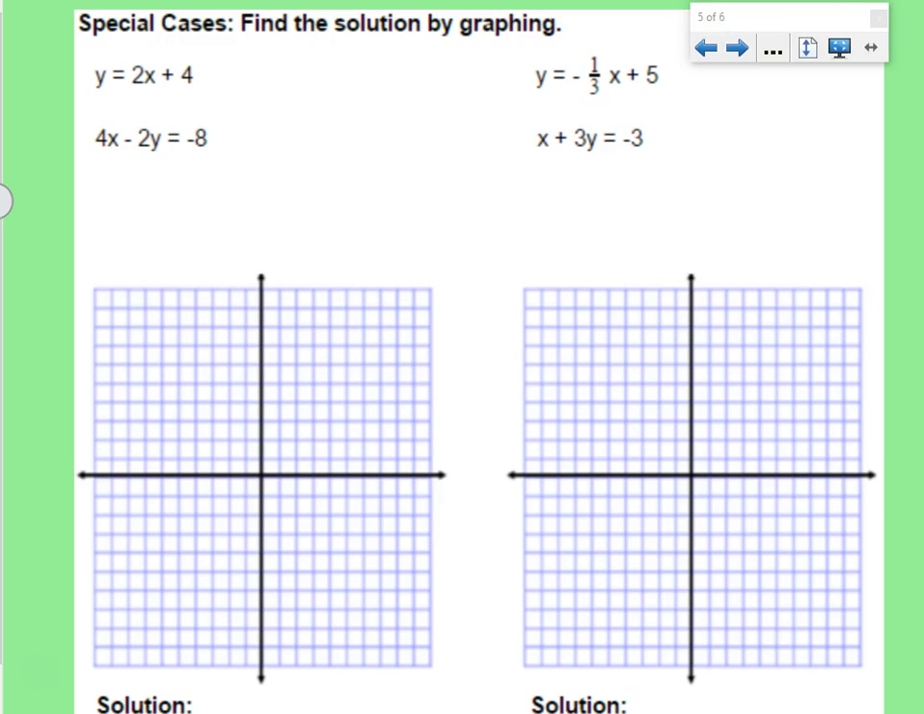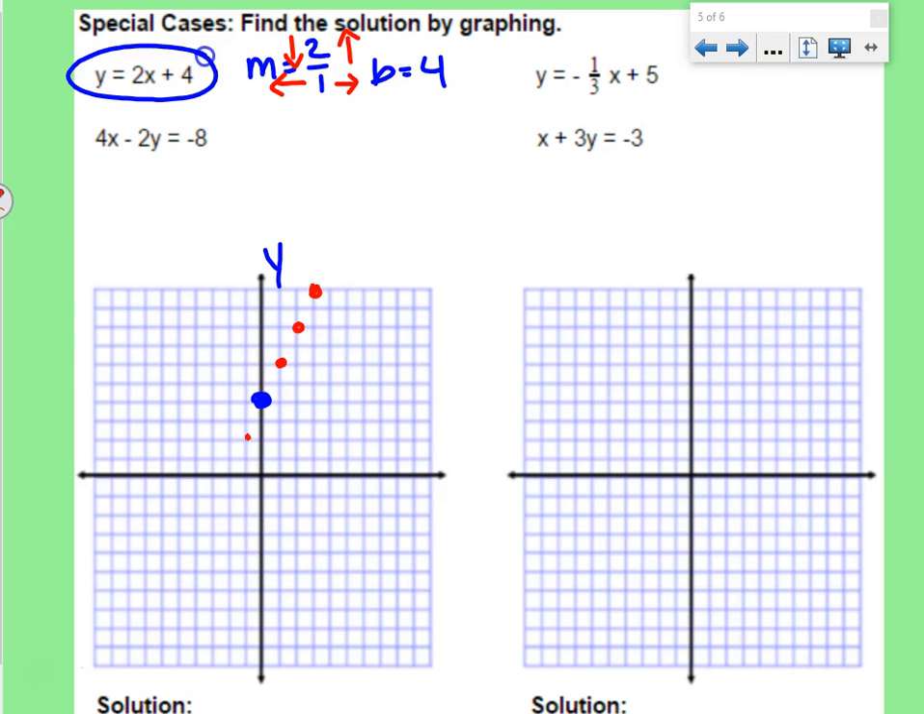Find the solution by graphing. This first equation is in the correct form. So we can say m is 2 over 1, b is 4. Start with your b on your y-axis, go up to 4, right there. Then our slope of 2 over 1 tells us we can go up 2 over 1, or the opposite, down 2, left 1. So I can go up 2, right 1, up 2, right 1, or I can go down 2, left 1. And again, we want to get as many points on the graph as possible.